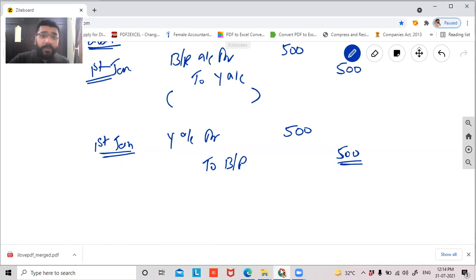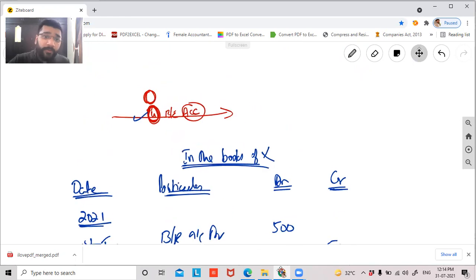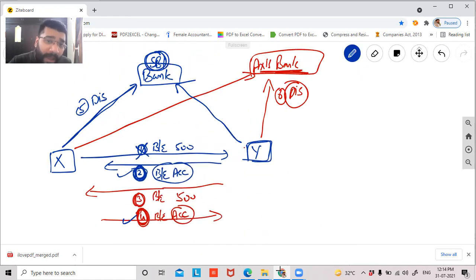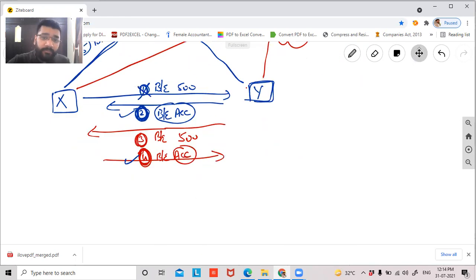Okay, sir. So basically this is the bills receivable entry and this is the bills payable entry. Because one person is accepting as well as receiving the bills. He's accepting the bills payable and he's receiving the bills receivable. So asset and liability both are recorded. I'm talking from X's point of view. Then what is happening? X is going to the banker and getting the bills discounted.